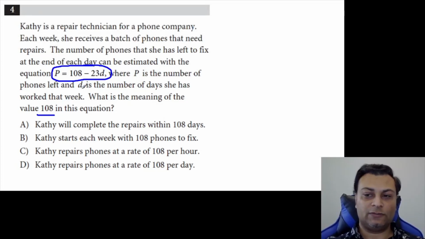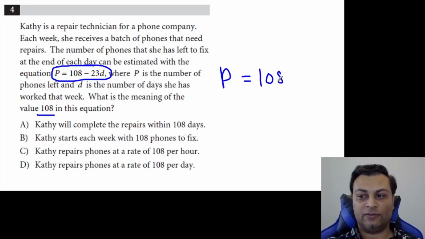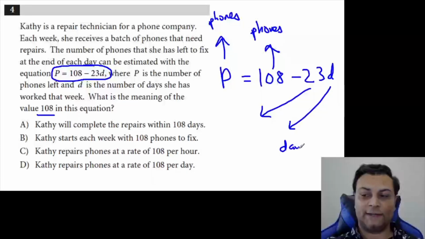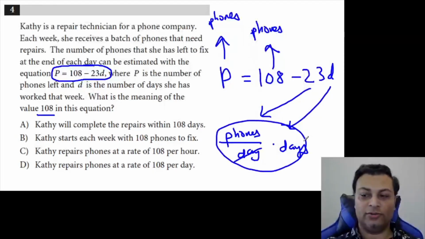So the units have to be consistent, which means that if P has a unit of phones, then everything has a unit of phones. This has a unit of phones. So this 108 has a unit of phones. You might be wondering, what about this 23D? That too has a unit of phones. Because the D has a unit of days, and the 23 has a unit of phones per day. Which is why when you multiply those two, you do get a unit of phones. So the units are consistent. It's phones all throughout. So this 108 has units of phones.